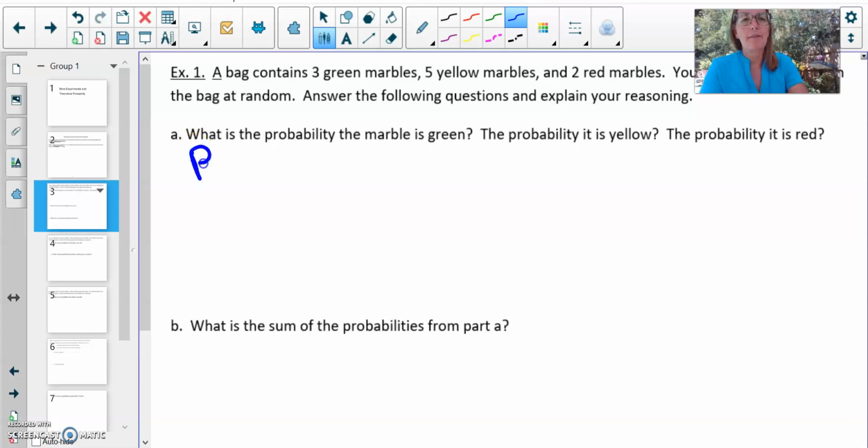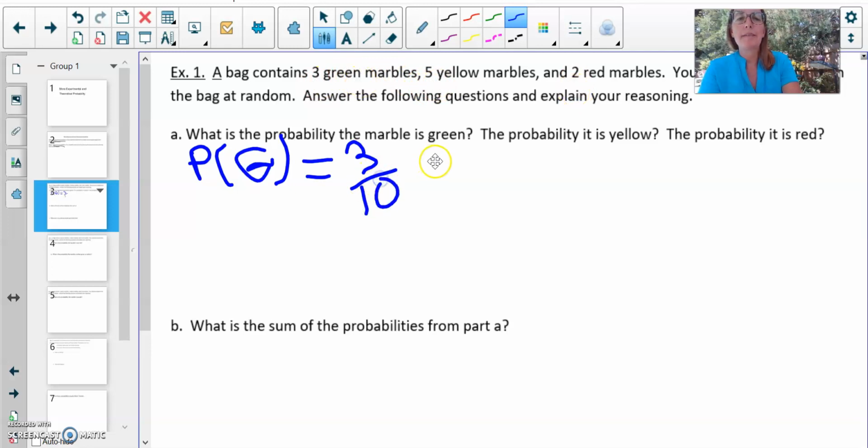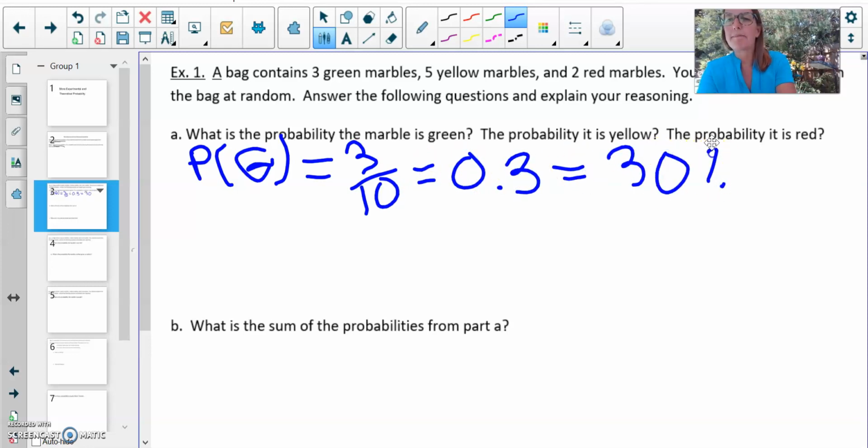Let's first start with green. So the probability of green. There are 3 green out of a total of 3 plus 5 plus 2, which is 10 marbles. As a fraction, that's 3/10. As a decimal, 0.3. As a percent, 30%.